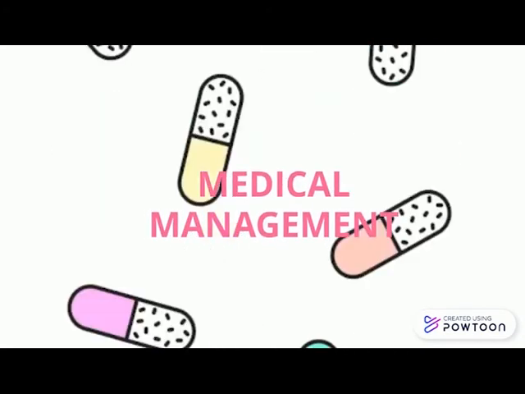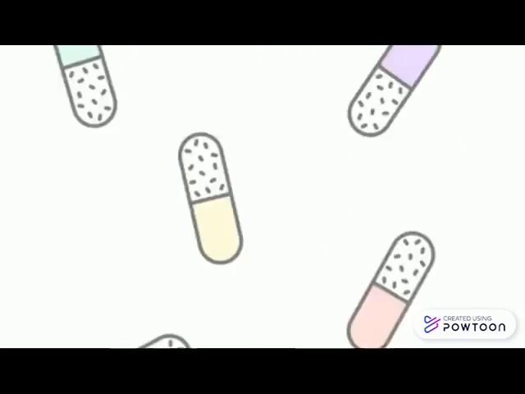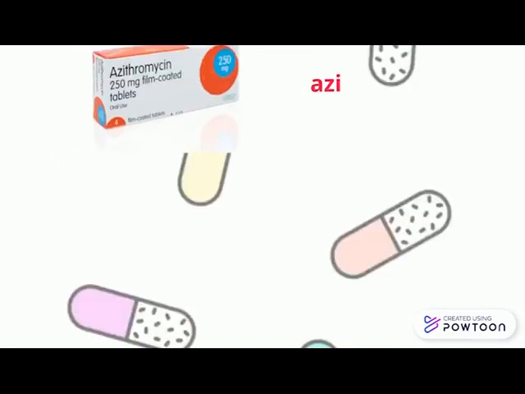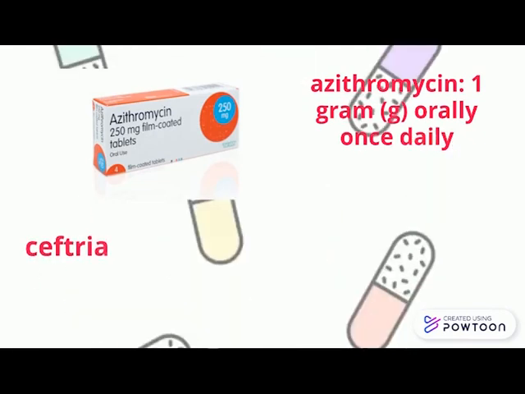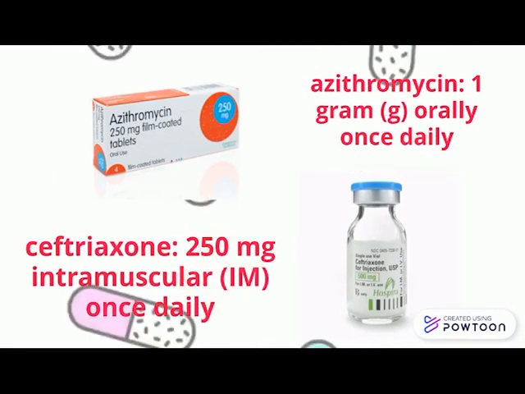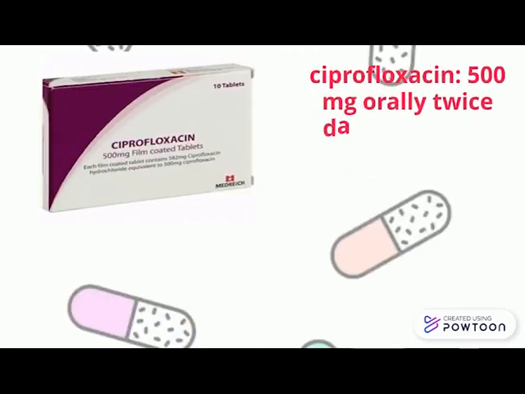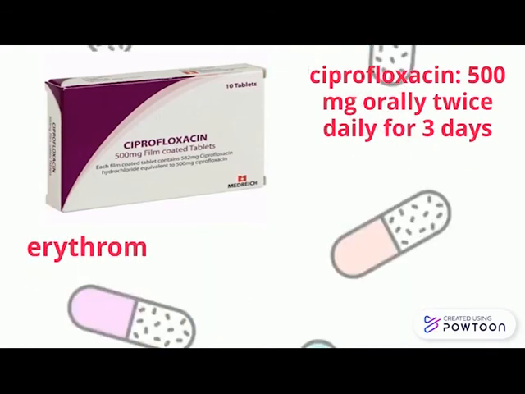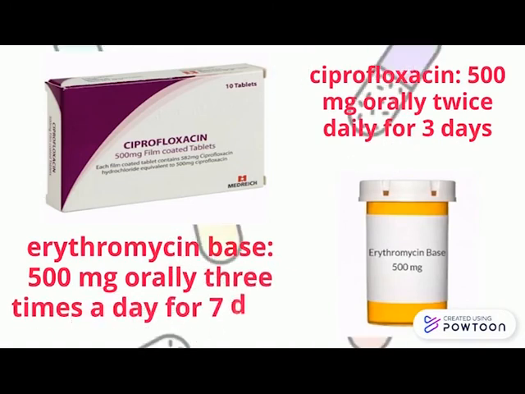Next is the medical management. Antibiotic treatment should be initiated for any individuals with either a confirmed or presumed diagnosis of chancroid. Examples of this are azithromycin 1 gram orally once daily, ceftriaxone 250 milligrams intramuscular once daily. Next is ciprofloxacin 500 milligrams orally twice daily for 3 days and erythromycin base 500 milligrams orally 3 times a day for 7 days.